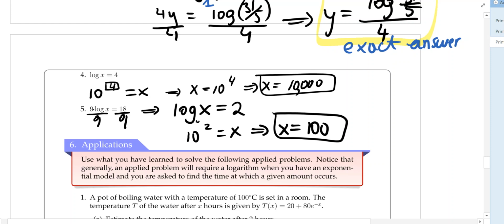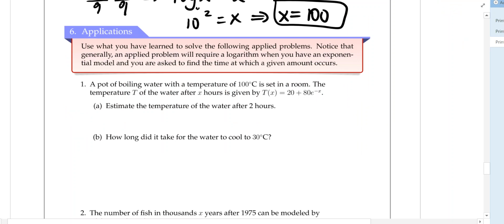All right, so now let's solve some word problems and apply what we just learned. So let's say you have a pot of boiling water with a temperature of 100 degrees Celsius and set in a room. The temperature of the water after x hours is given by this equation, and you notice that you have an exponential in there. To estimate the temperature of the water after 2 hours, we basically have to plug in x equals 2. So after 2 hours, when x equals 2, I'm going to have 20 plus 80 times e to the negative 2, because x equals 2.